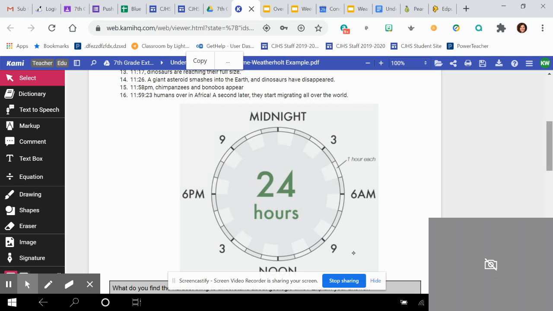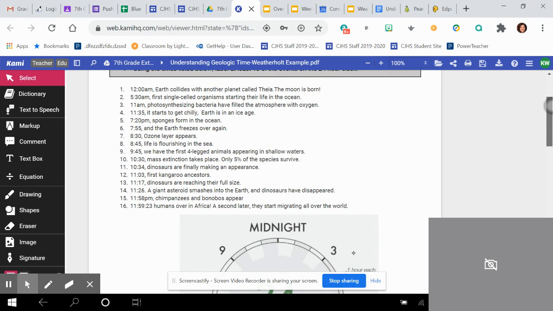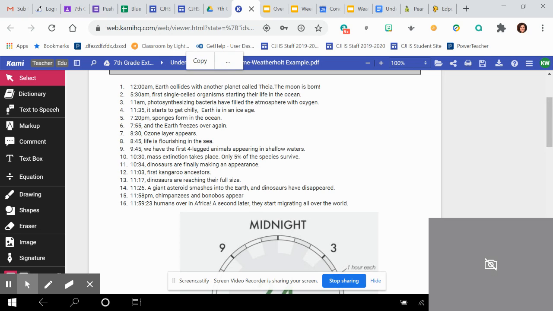Once you get your copy, make sure you open your copy up in Cami. The video that you watch takes you through some of these different steps here, and you are just going to start labeling them on our clock to get an idea. So let's look here. You don't have to label 16, you can just do 10. However, if you do more than 10, there is some extra credit involved here.